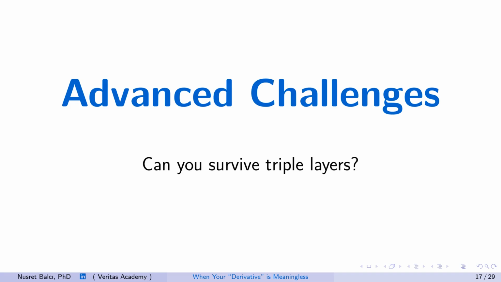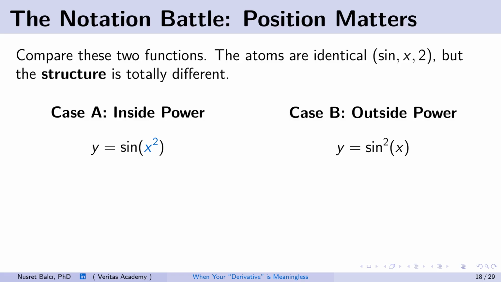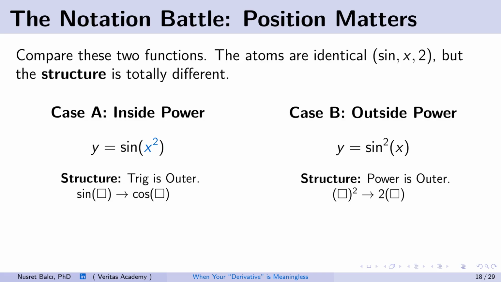Before we tackle more advanced challenges, let's defeat a final boss, trigonometric notation. This is where most students lose points. Compare case A and case B. They use the same atoms, sine, x, and 2, but the structure is totally different. In case A, sine is the outer layer, the 2 is inside, but in case B, the exponent 2 is in the outer layer, the sine is inside. This changes the physics entirely.